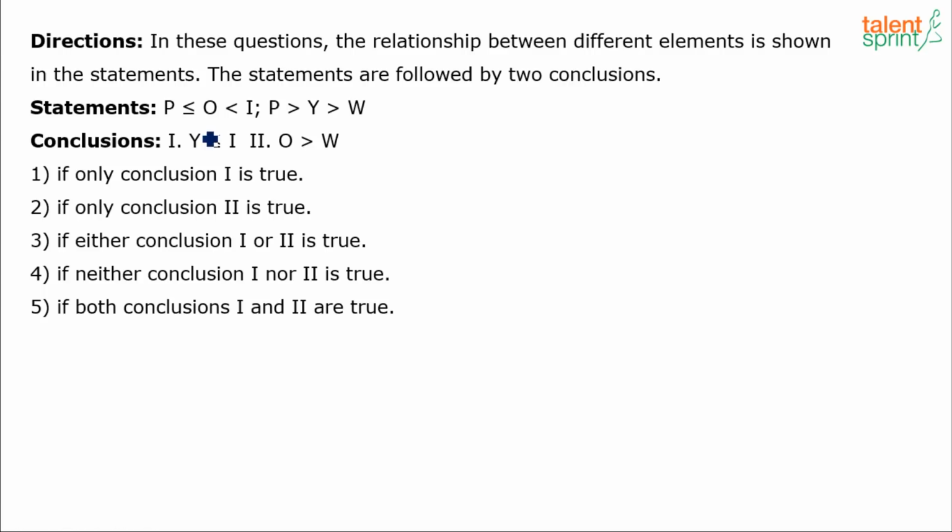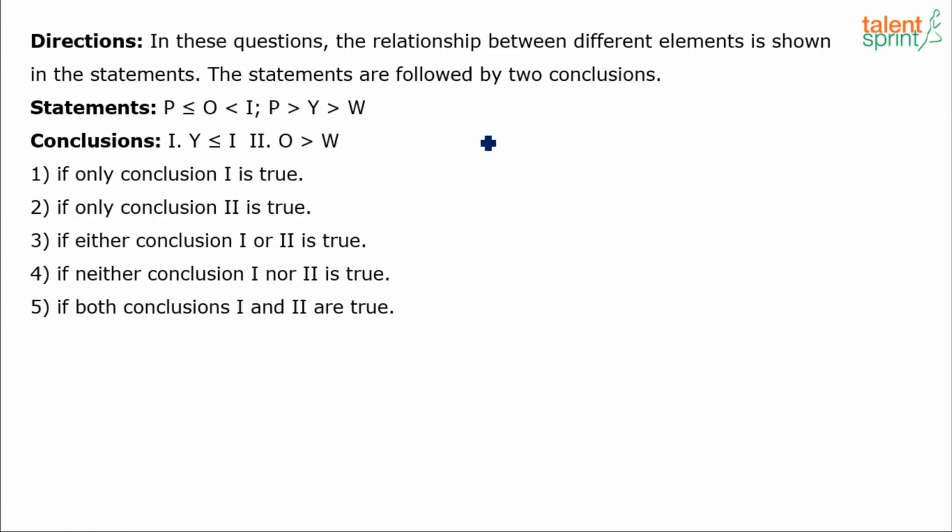Here we go. You don't have to read the statements. Don't waste your time. Just look at conclusion 1: Y less than or equal to I. Now, Y to I. What is the common variable? P, right? So connect with P. Y less than P, P less than or equal to O, O less than I.